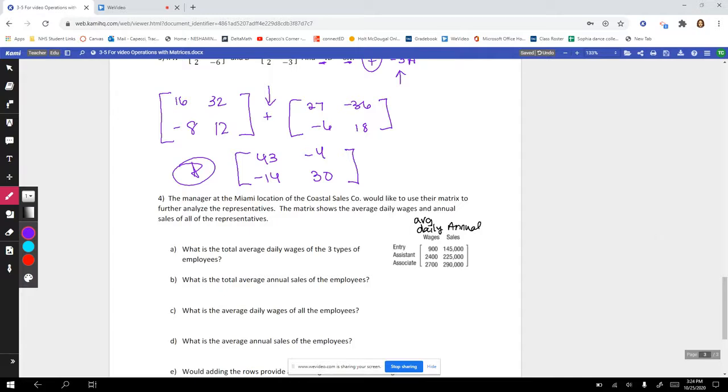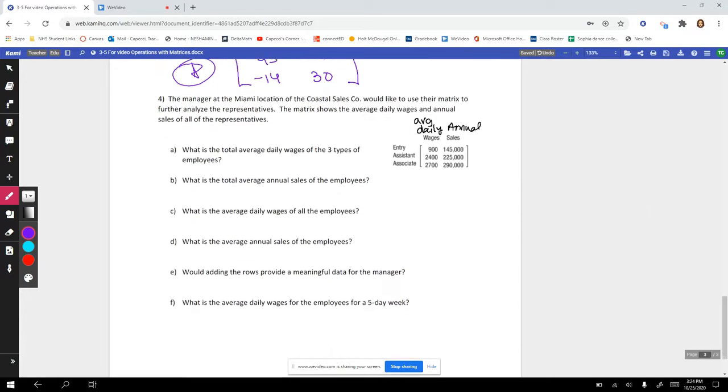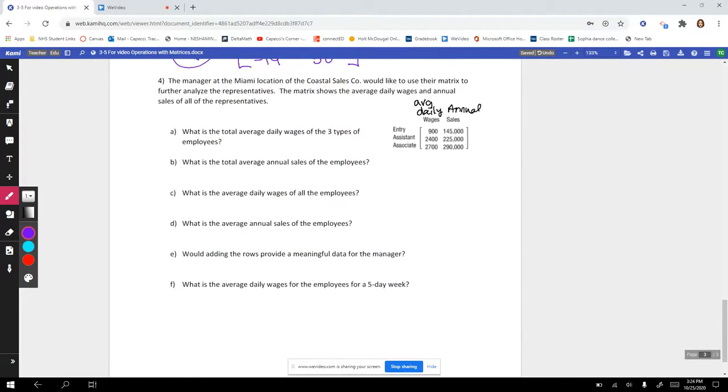Okay, our last problem today is a word problem, and we're going to use a matrix to come up with the answer. So let's see what we have. It says the manager at the Miami location of the Coastal Sales Company would like to use their matrix to further analyze the representatives. The matrix shows the average daily wages and annual sales of all the representatives.